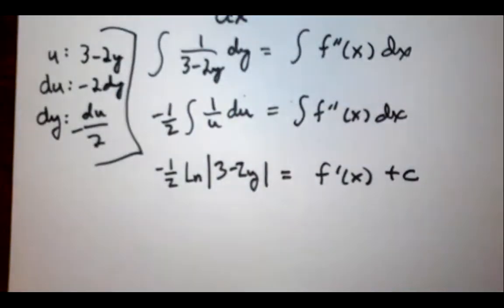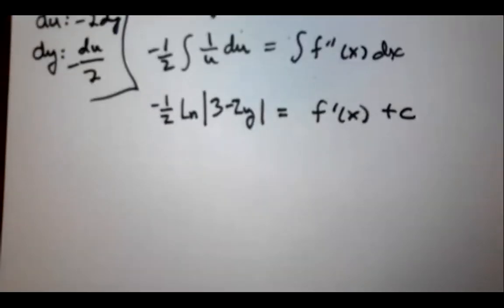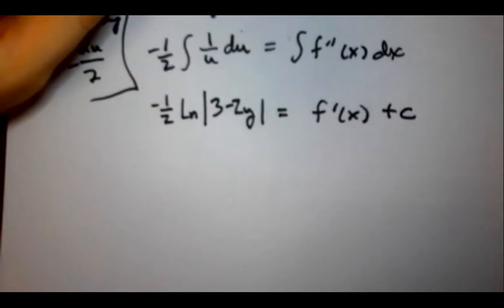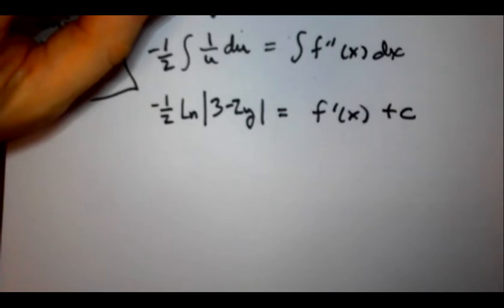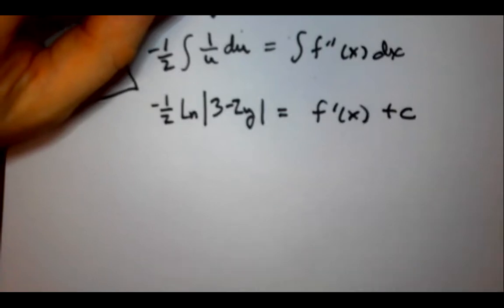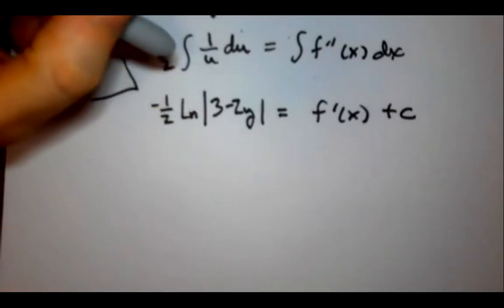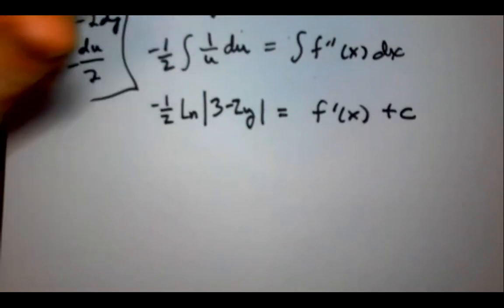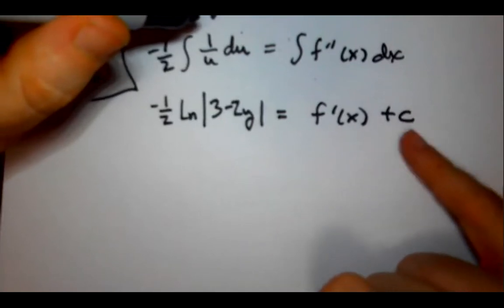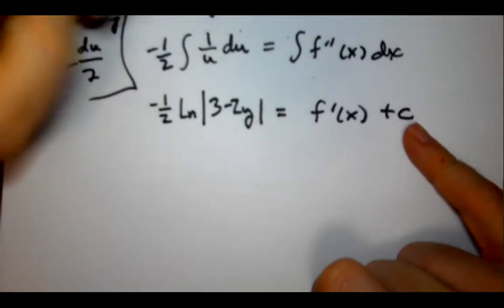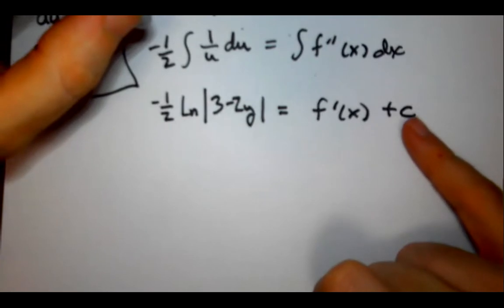Perfect. Okay, now I have to go to the back side of this paper. And so then I worked to get y. So I got negative ln of 3 minus 2y over 2 equals f prime of x plus c. All right, I don't know about that step, but okay. I don't think there's anything wrong with that. Why did you do that was my first question. Well, because I saw the 1/2 out in front of the ln. What do we got to solve for here though?